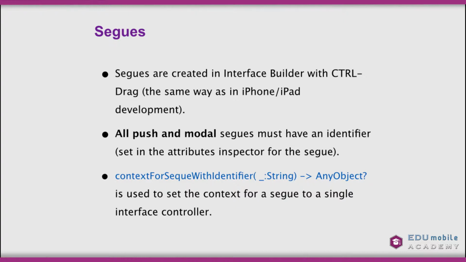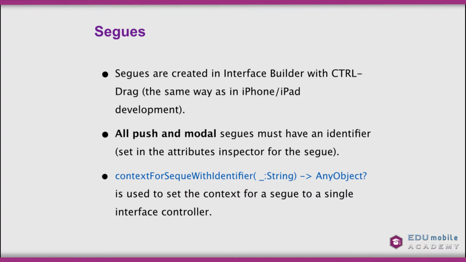Segues are created in Interface Builder with control drag in the very same way as we do it in iPhone or iPad development. So we select the control. In WatchKit, it is usually a button that fires the segue. We select that control, and then we control drag from that into a new Interface Builder scene. That scene is going to be a WKInterfaceController object. All push and modal segues have to have an identifier that we set in the attributes inspector for the segue.